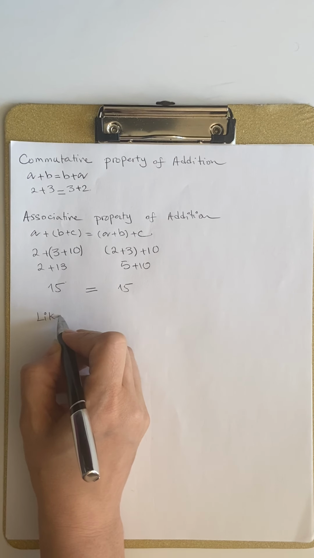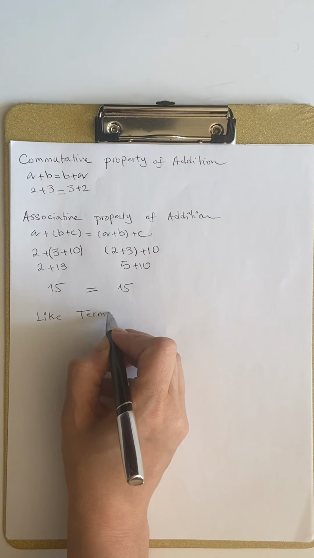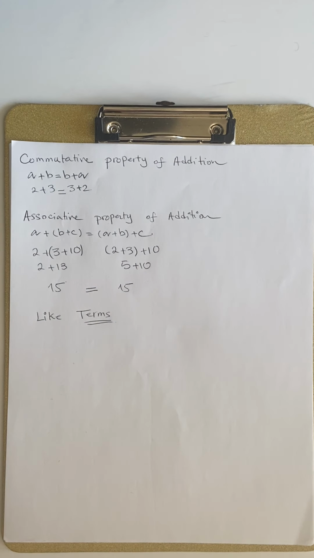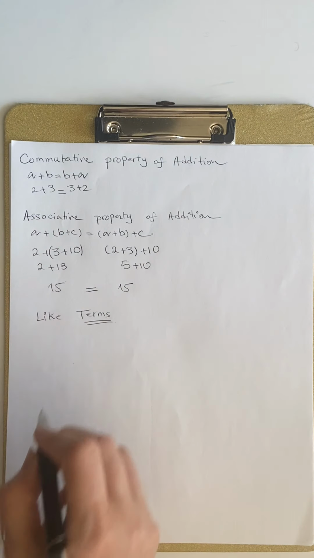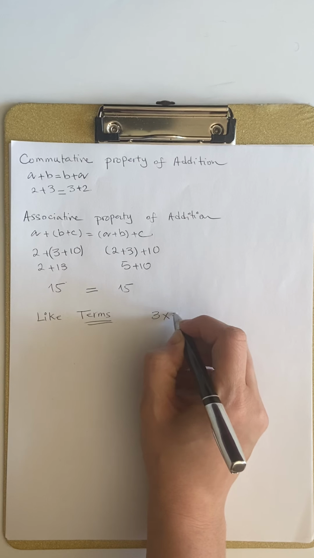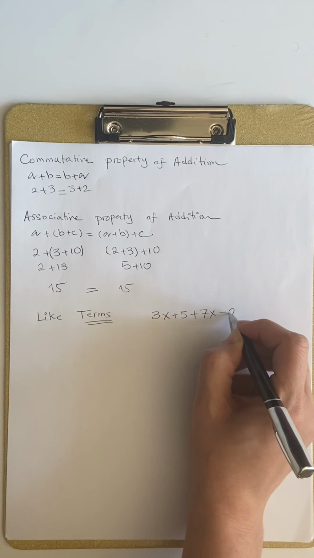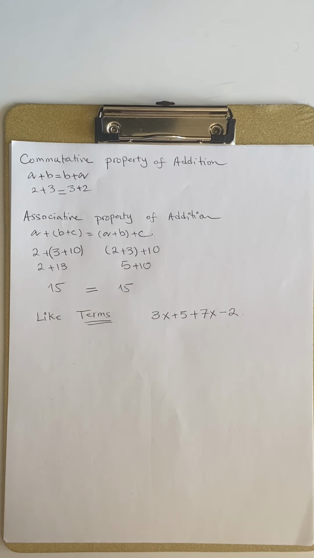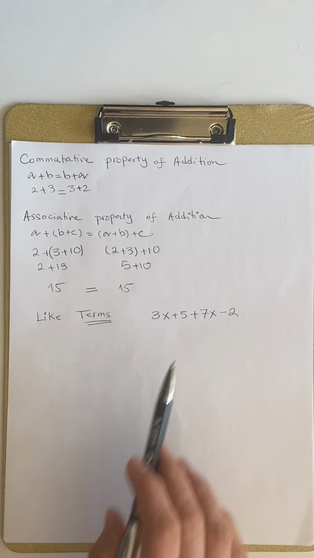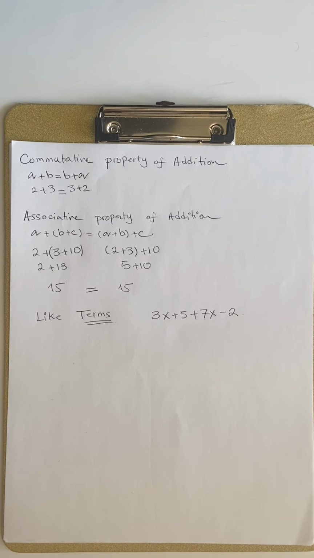I want to talk about like terms. What are terms anyways? Terms of variable expressions are the addends of the expression. It's the little things in an expression. So for example, if I have 3x plus 5 minus 7x, plus 7x minus 2, here we have 4 terms. There are 4 terms in this expression.